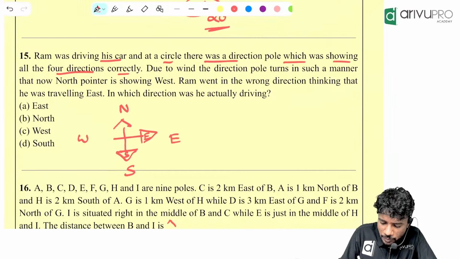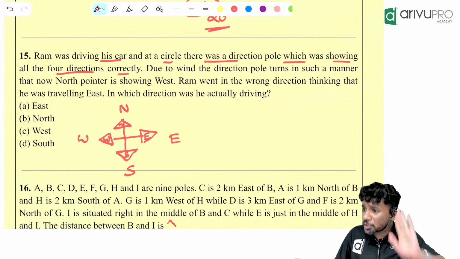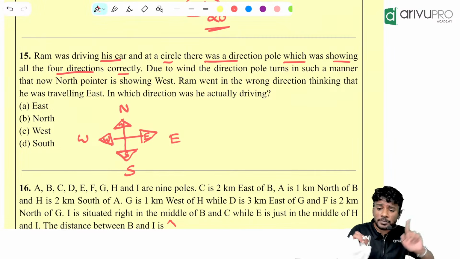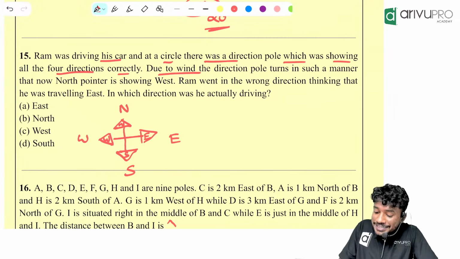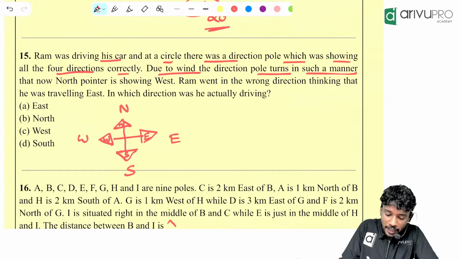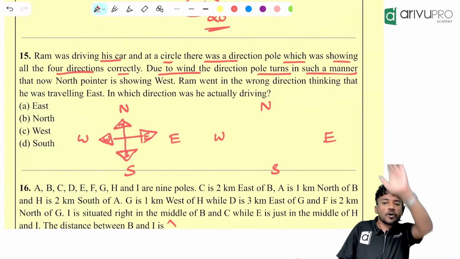Then this pointer will be what? North, and this pointer will be what? West. If I am drawing correctly, or if the poles are correctly showing the direction, the pole will be showing it this way. Then, due to wind, the direction pole turns in such a manner that... so I will just write the direction. North, south, east, west is the normal direction.